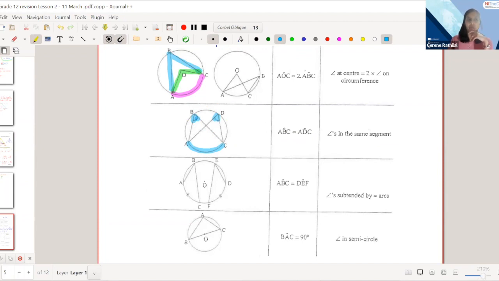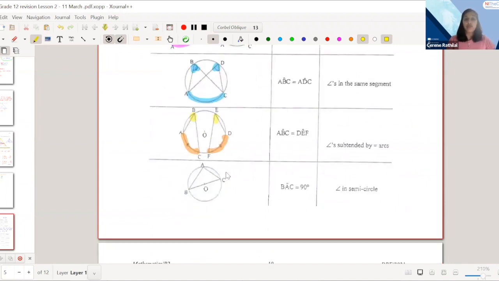And another variant of this result is that if you start off with different segments, but these segments are equal, they will subtend equal angles. As you can see, arc AC subtends B and arc FD subtends E, and the conclusion is that B would equal E. So ABC equals FED.